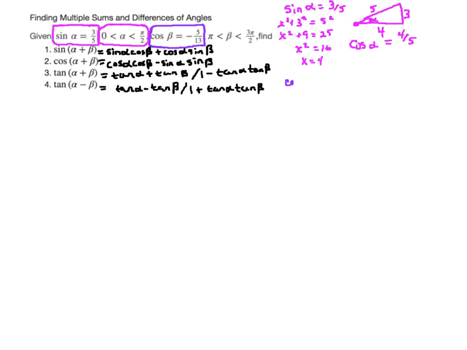Okay, so now let's work with beta. Cosine beta is equal to -5/13. And we're told that beta lives between pi and 3 pi over 2. So that's between 180 and 270 degrees. So we're talking about this triangle in that third quadrant.